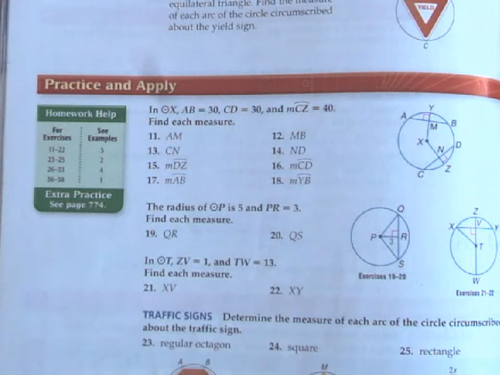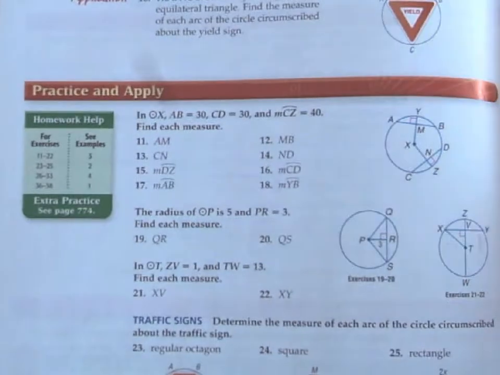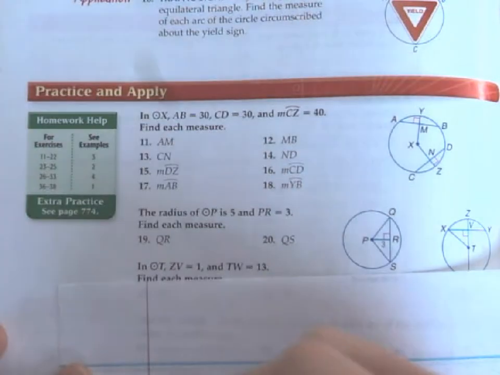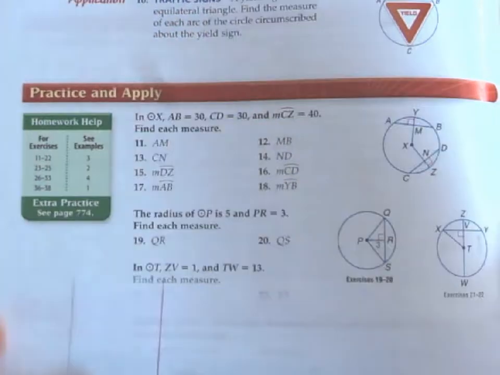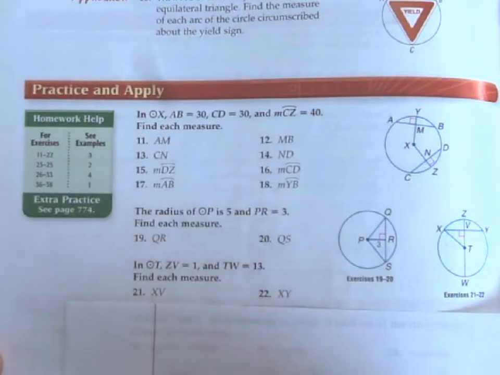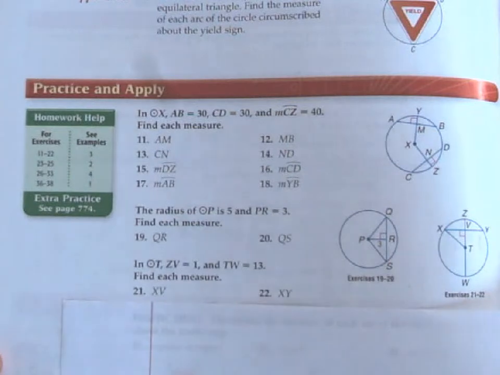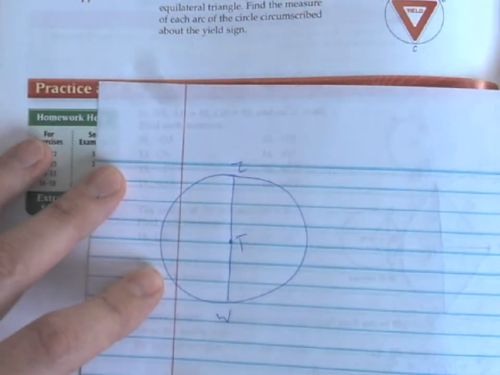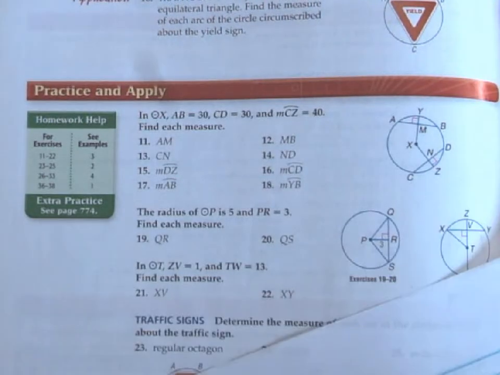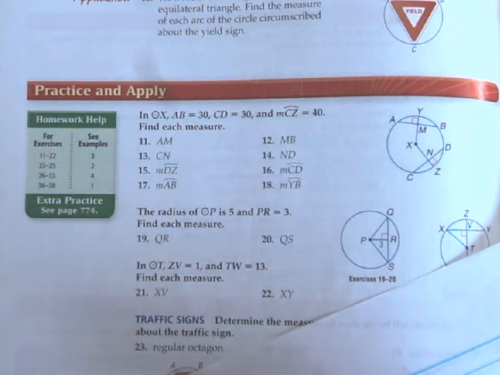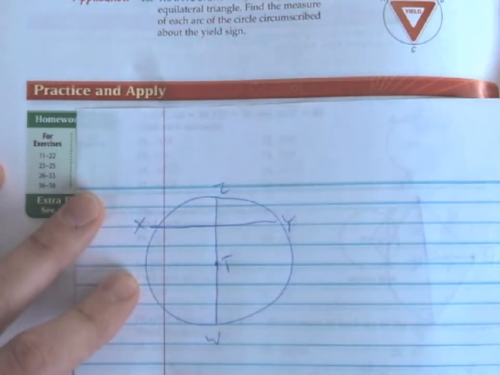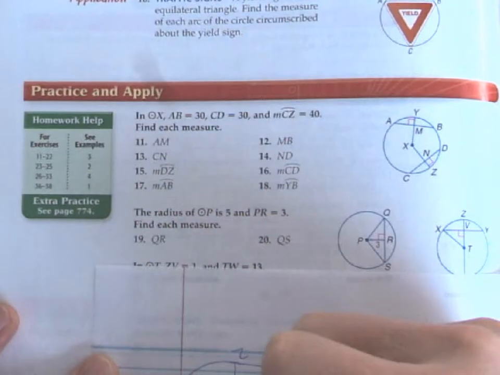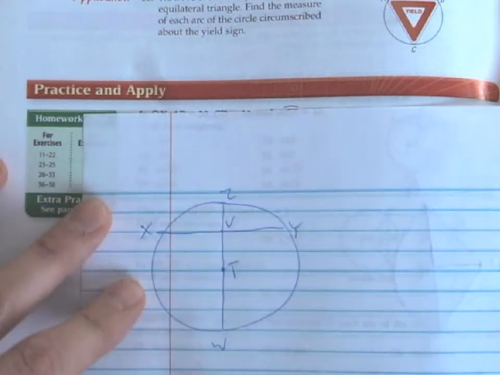Okay, let's take a look at 21 and 22. So different figure. We'll draw that out, and we'll see what we got going on here. So we got, looks like a diameter coming up straight through, and we got W, T, and Z. So that's what I got so far. I'm just going to keep copying this over. We got a chord called XY, and where that chord intersects the diameter, that point, it looks like it's called V.